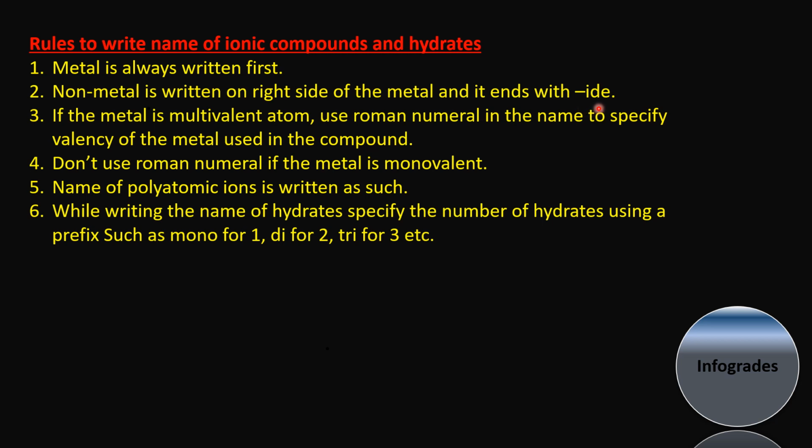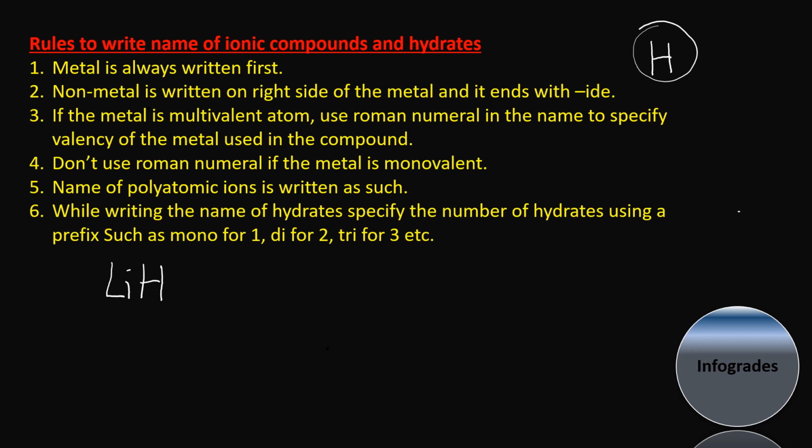Something very interesting here is hydrogen, because hydrogen can behave as both a metal and a non-metal. If it is coming on the left side of the ionic compound, that means it is acting as a metal. If it is coming on the right side of the metal, that means it is a non-metal. Then we will write hydrogen as hydride. For example, let's say I have LiH.